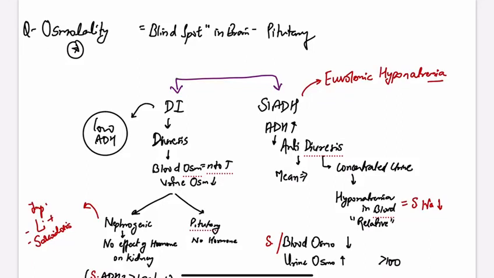Okay, welcome to question number two, and this is something important here. As you saw in that first line, blind spot, when a question is talking about blind spot, you have to think about the pituitary gland always or in most cases. Okay, so the two important concepts here are diabetes insipidus and SIADH.